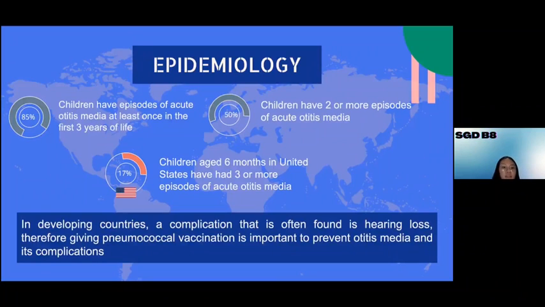In the United States, nearly all children by age 2 will have otitis media, and about 17% of children aged 6 months have had 3 or more episodes. The recurring episodes result in increased parental worry and anxiety, as well as medical expenses that must be borne. In developing countries, a complication that is often found is hearing loss. Therefore, giving pneumococcal vaccination is important to prevent otitis media and its complications.